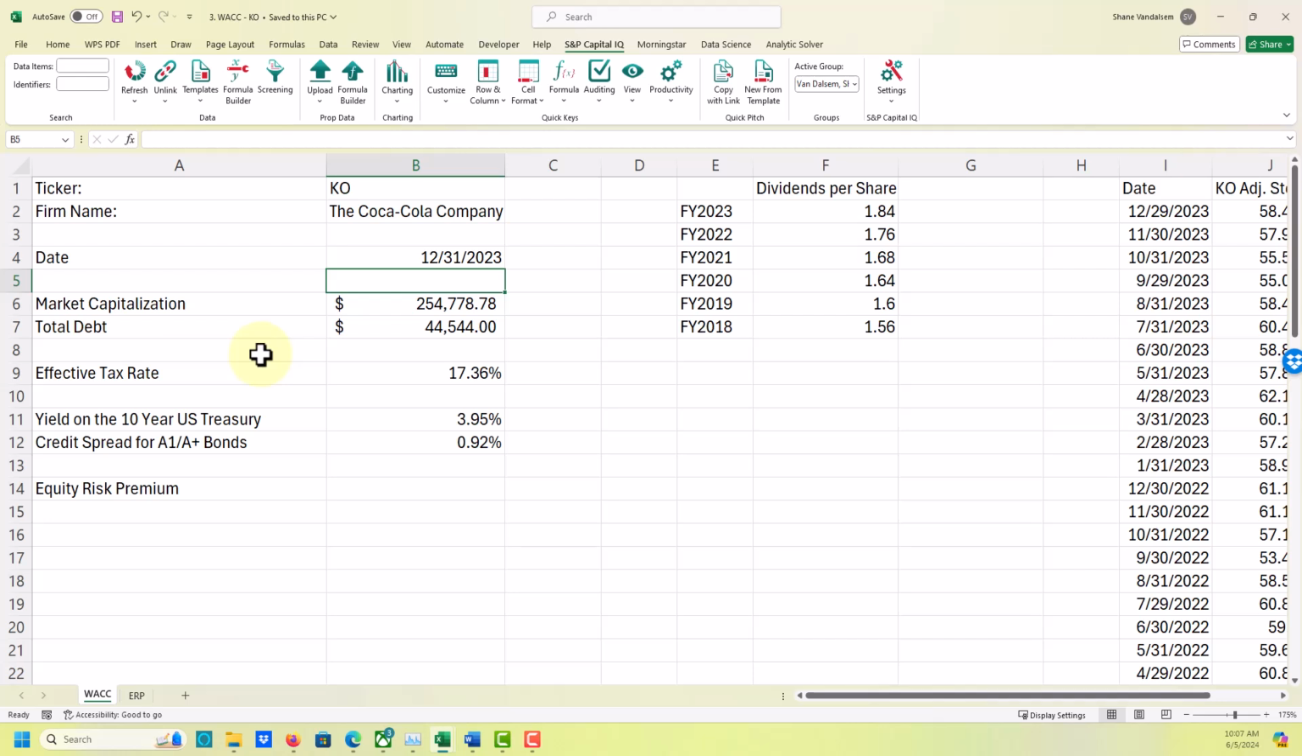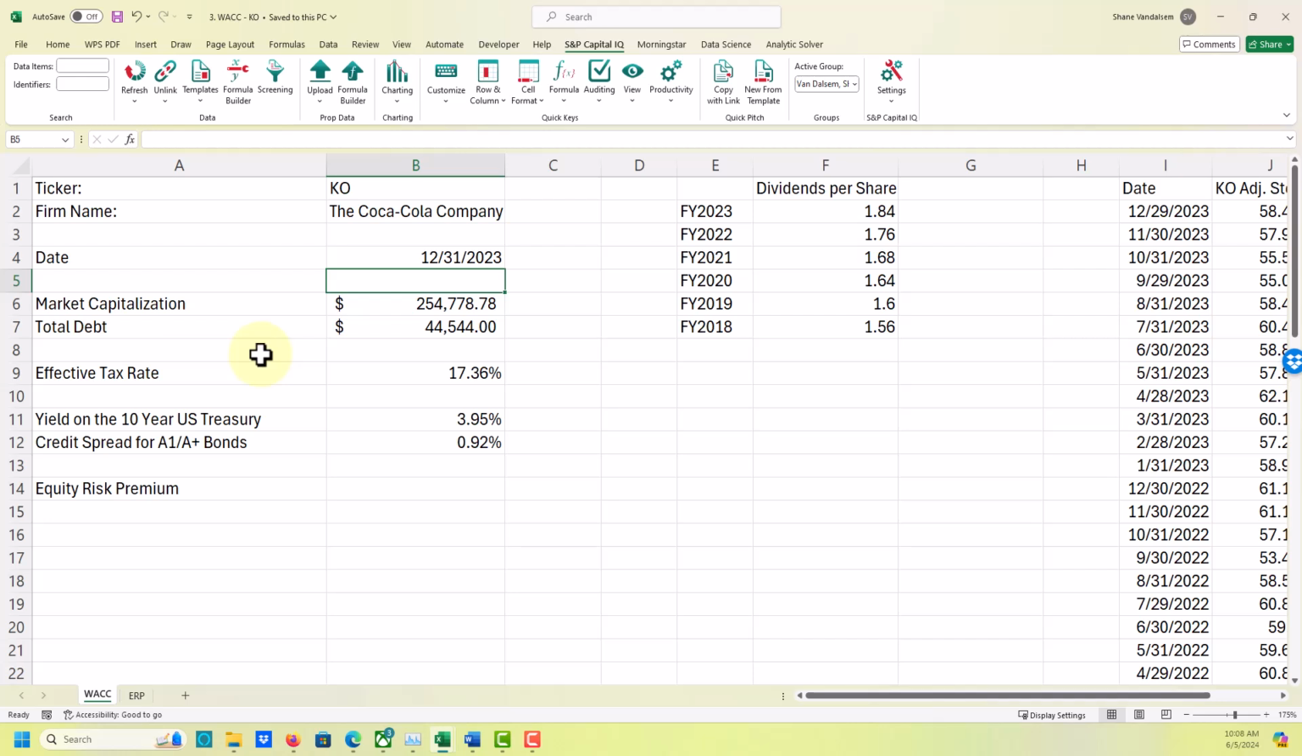The effective tax rate for 2023 for Coca-Cola was 17.36%. Since the passage of the Tax Cuts and Jobs Act and subsequent legislation from that point in time, the tax rate for corporations, profitable C corporations in the United States, has been around 21%. So that's something to keep in mind as you calculate that and get that number.